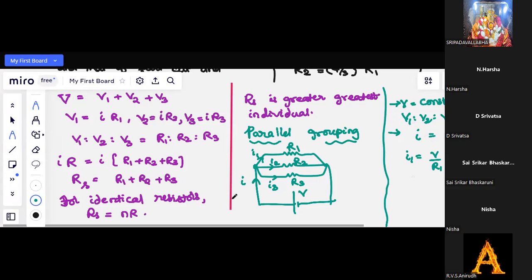The reason is V is constant. The ratio I1 is to I2 is to I3, by cancelling V in the numerator, you get 1 by R1 is to 1 by R2 is to 1 by R3. By substituting I equals V by R and cancelling V on both sides, you get the effective resistance: 1 by R equals 1 by R1 plus 1 by R2 plus 1 by R3. Just like the series grouping of capacitors.